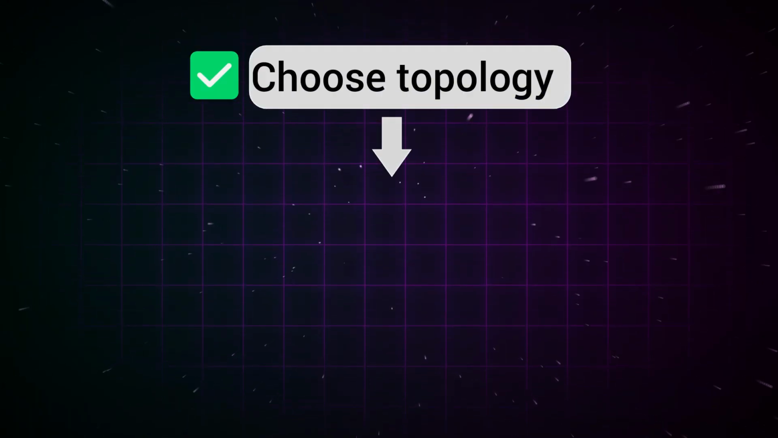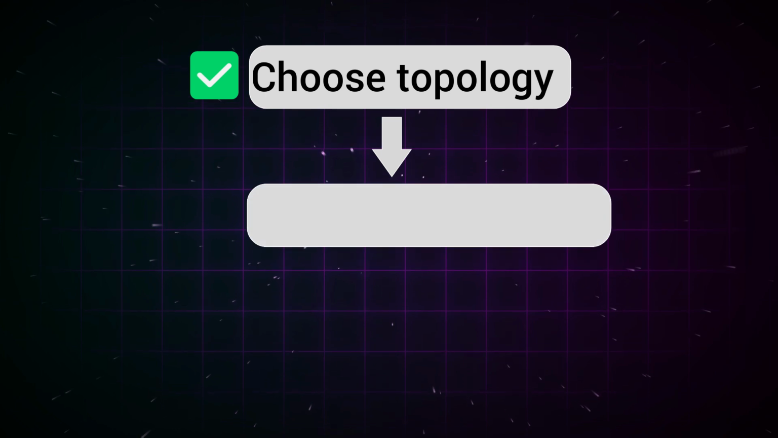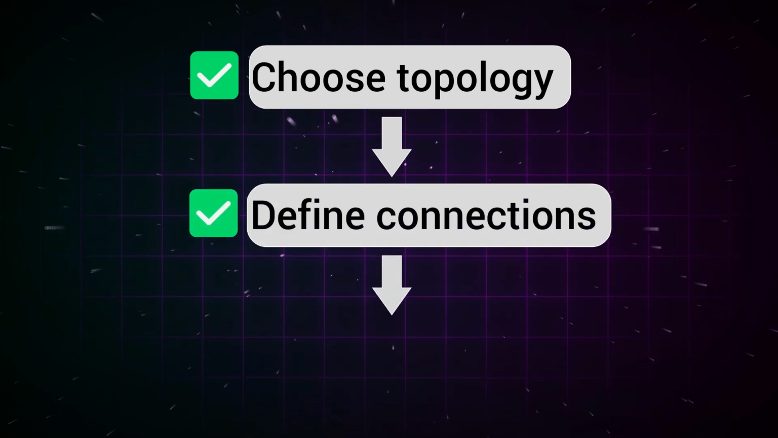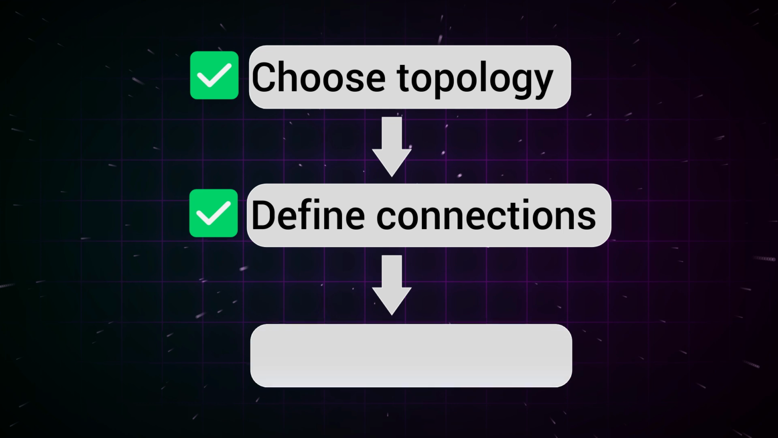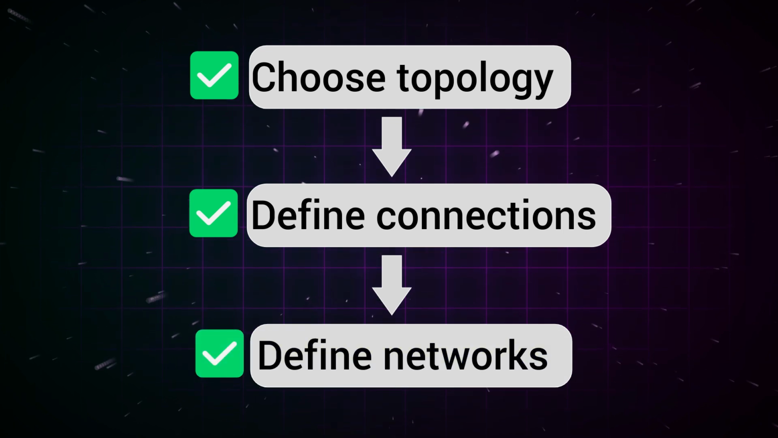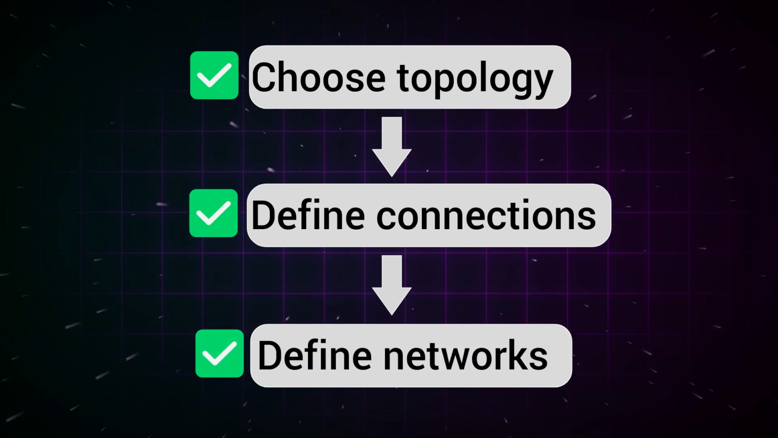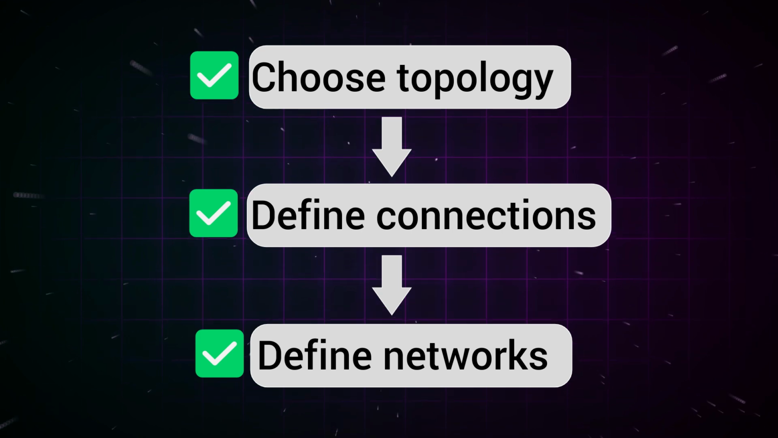When you deploy a Campus Fabric in Mist, you start by defining your topology, 3-stage or 5-stage. Then map out the physical connections, and finally define the networks of interest. DNS and GBP tags come later, not during deployment.